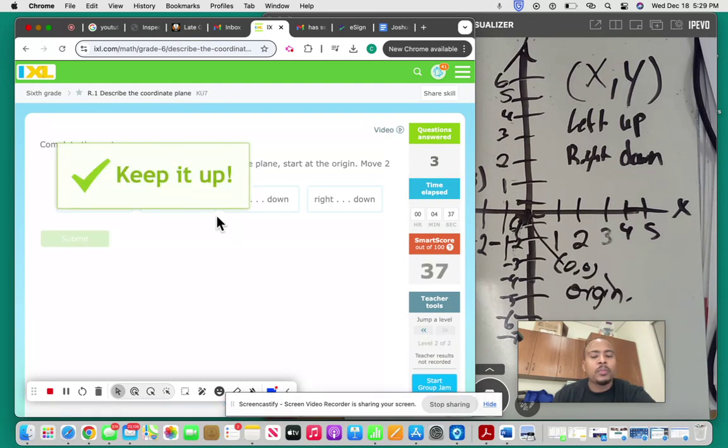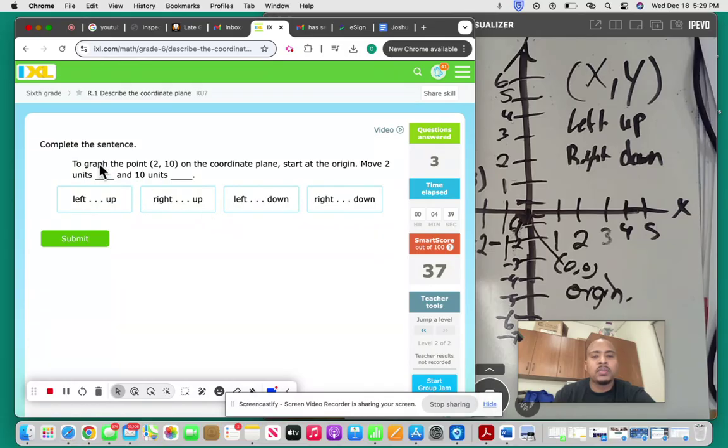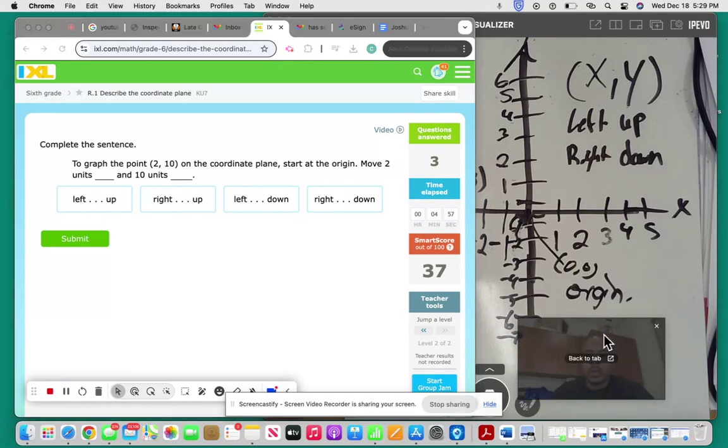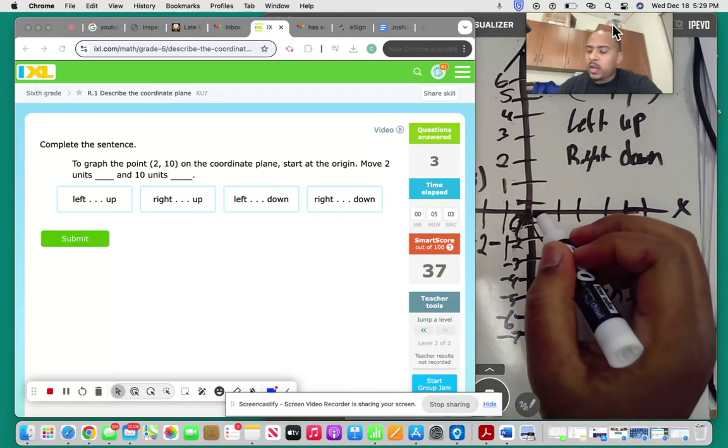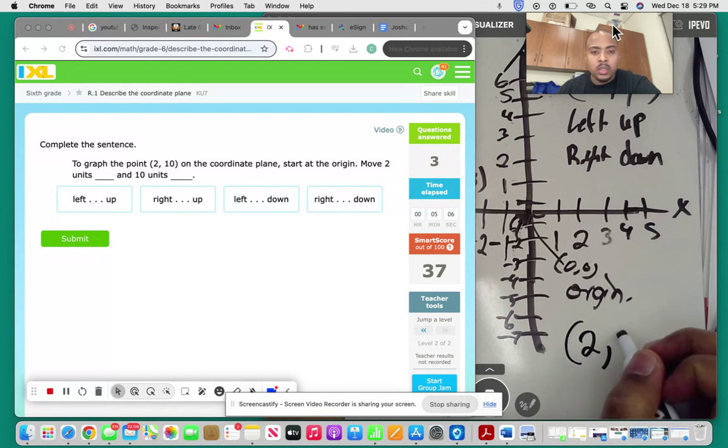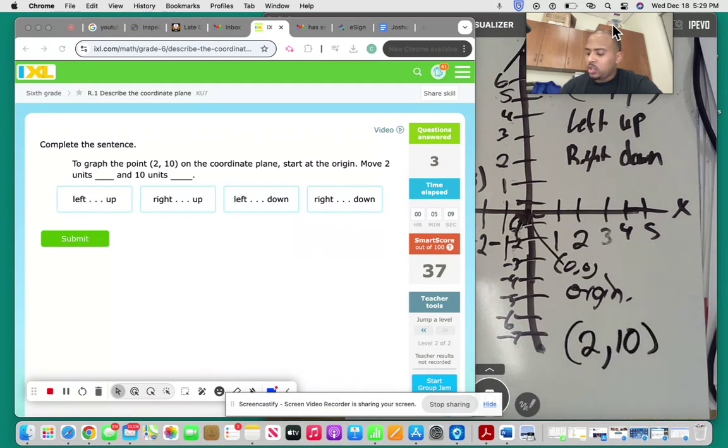All right? So basically, all you're doing, right? And this will be the last one. To graph the point (2, 10), right? On a coordinate plane. Start at the origin, move 2 units blank and 2 units blank. All right. So if I take my coordinate, all right, let me move this up, right? And we're starting at the origin, right? They're saying move 2 and 10. So this is what type of number? This is a positive number, right? And this is what type of number? This is a positive number, right?